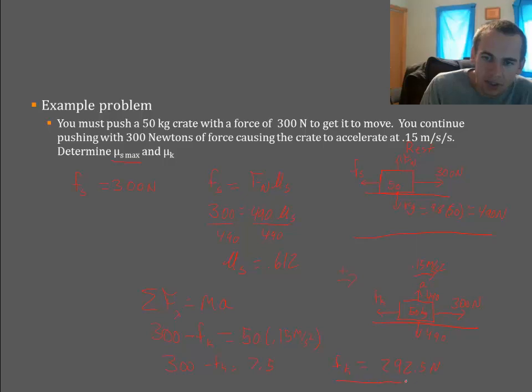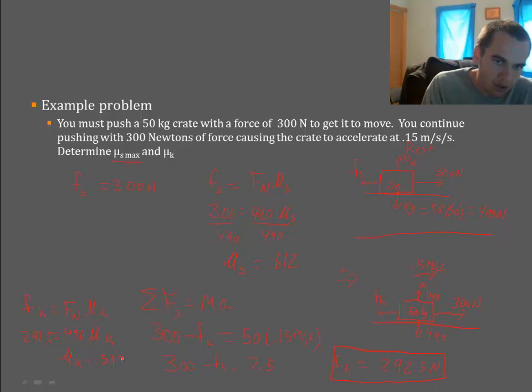Now I'm not done because it didn't ask me to find the kinetic frictional force, it actually asked me to find the coefficient of kinetic friction. But I'm almost done because Fk, the kinetic frictional force, is equal to the normal force times the coefficient of kinetic friction. Since I know the normal force is 490, I know the kinetic friction force is 292.5, I just have to do a little bit of division and we'll have the answer. So 292.5 divided by 490 is 0.597.